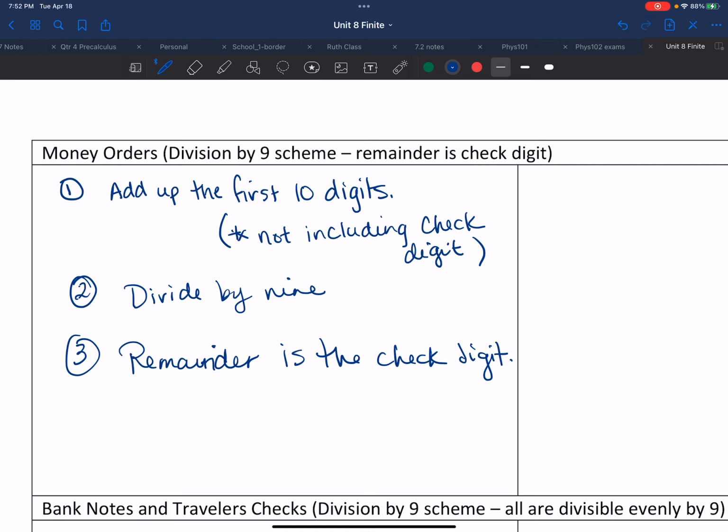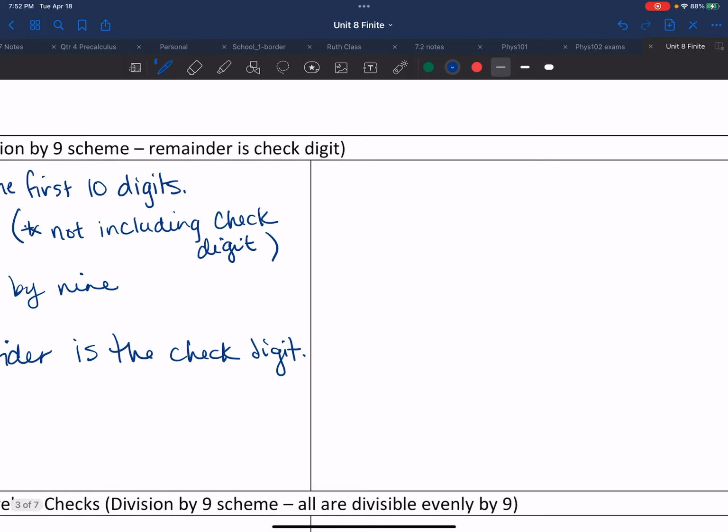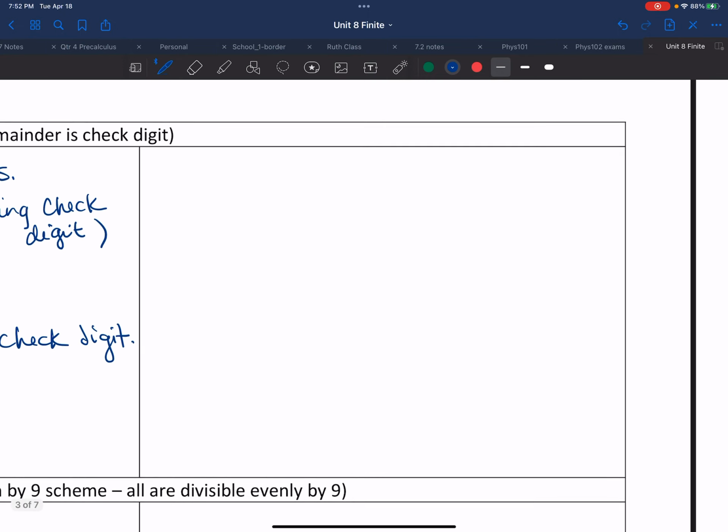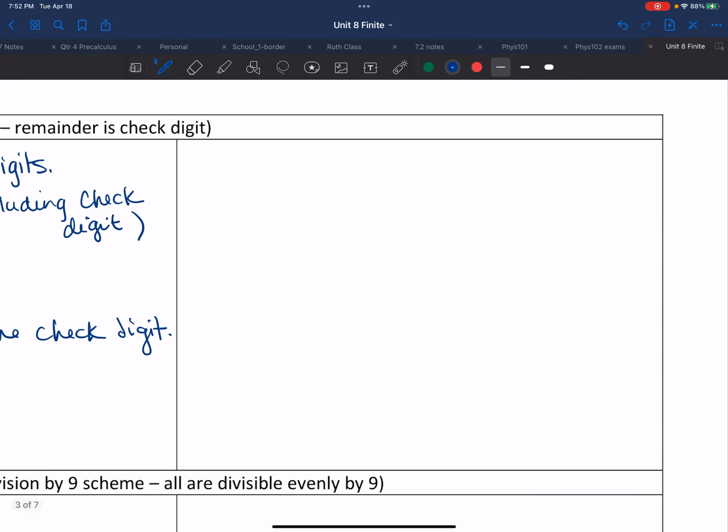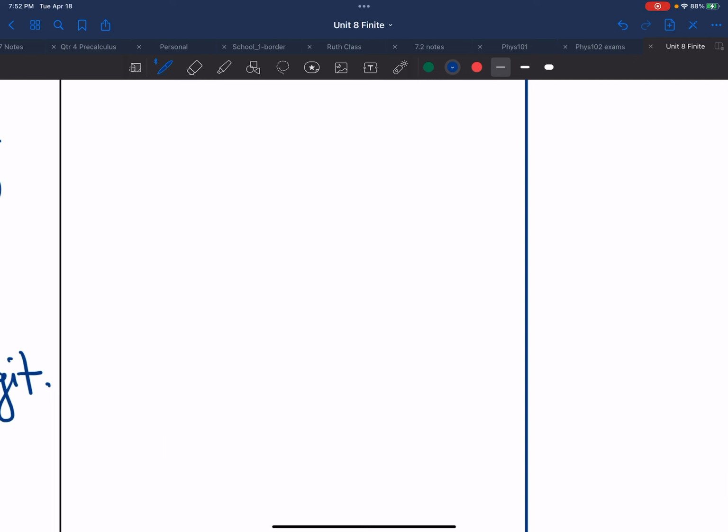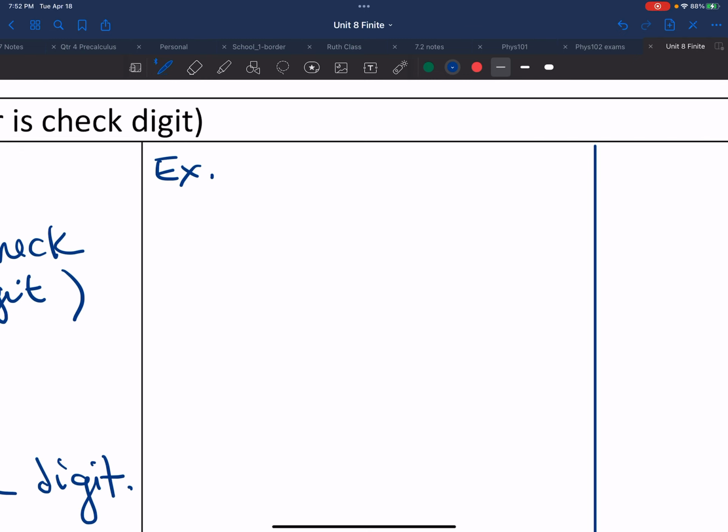We're going to do a couple examples, and I'm going to divide this square into 2. If you need to get these notes, just pause and go back to it. Let me separate this down the center here, and I'm going to do our first example. In our first example, we want to determine the check digit.